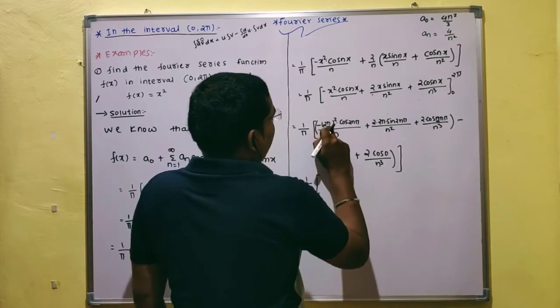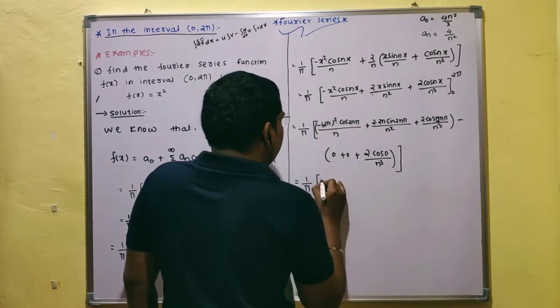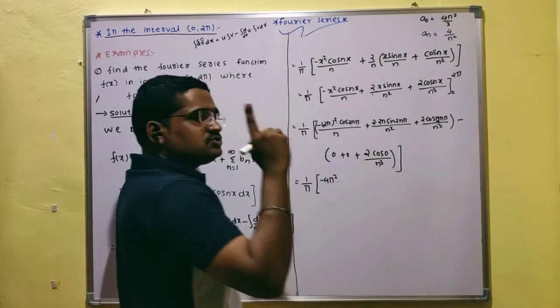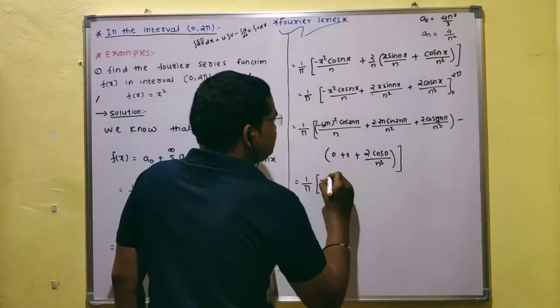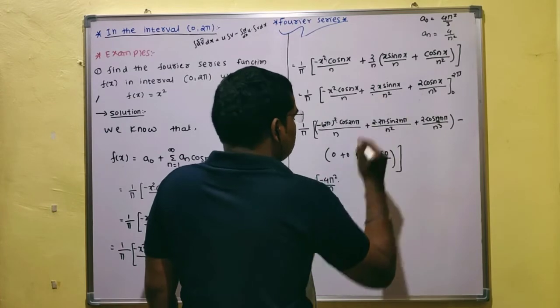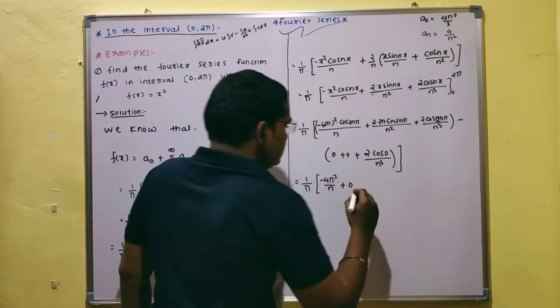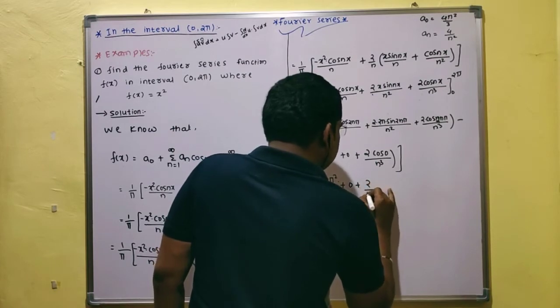Now this 2 pi square is nothing but minus 4 pi square into cos 2n pi, which is 1, divided by n as it is. Now this sin 2n pi is 0. That's why this term is also 0. Cos 2n pi is 1. This is nothing but 2 upon n cube.